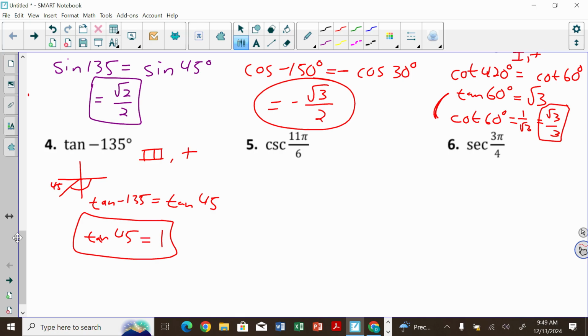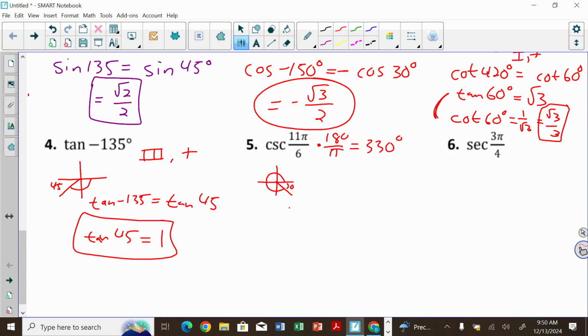Now these last two are a little tricky because, again, they're in radians, but we just got to figure it out and turn them into degrees and then go. So 11 pi over 6, if I multiply by 180 over pi, I'm going to get 330 degrees. And now where are we at? Well, 330 is going to put me in quadrant 4, right? And that's going to give me a 30-degree reference angle here.